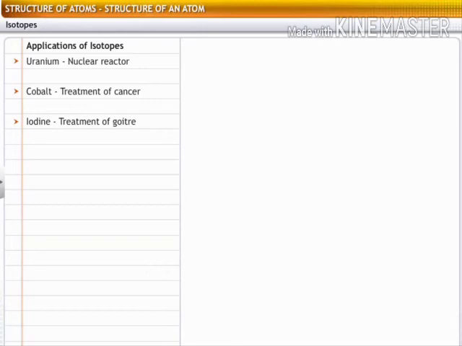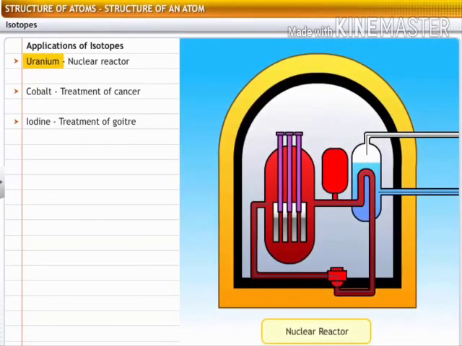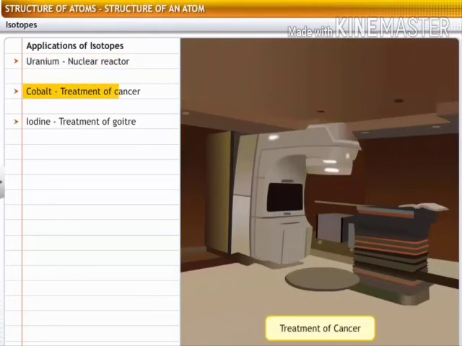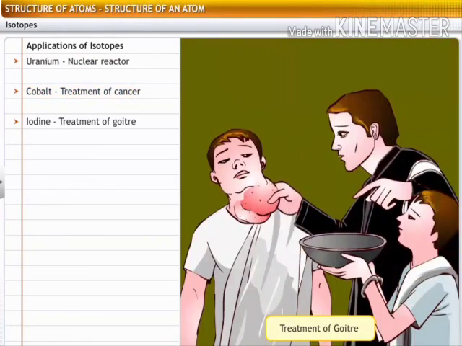Rarely, some isotopes have special properties which were found to be useful in various fields. For example, an isotope of uranium is used as fuel in a nuclear reactor. An isotope of cobalt is used in the treatment of cancer. For treating goiter, an isotope of iodine is used.